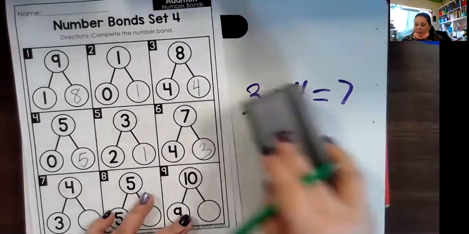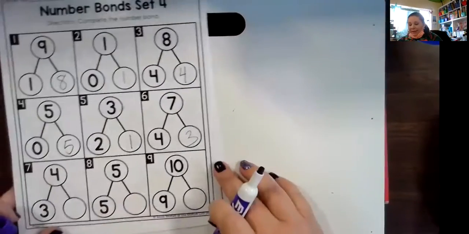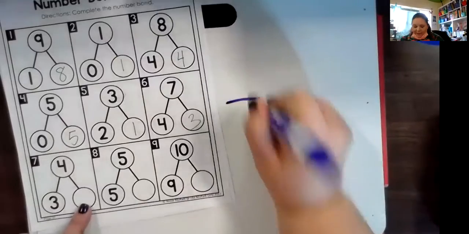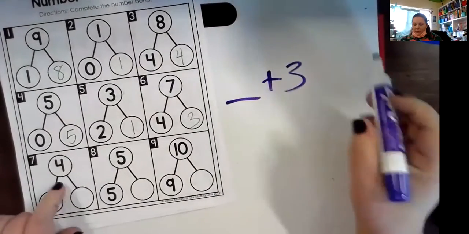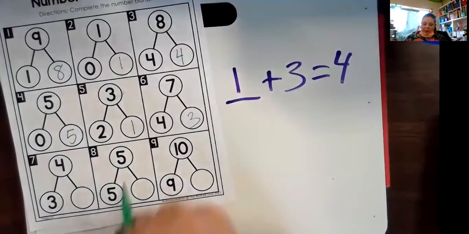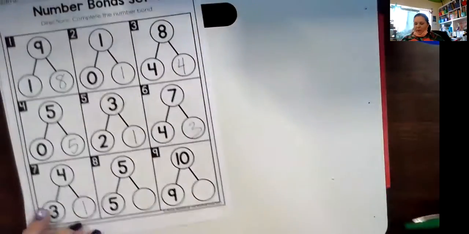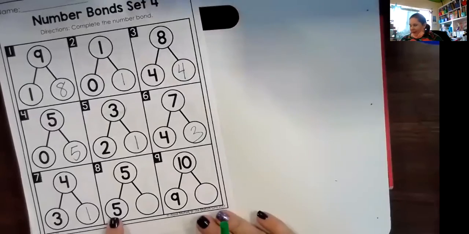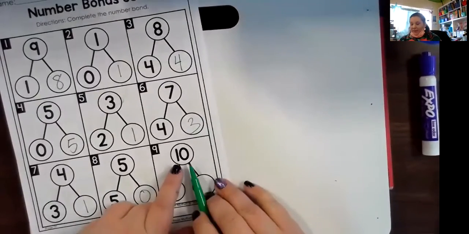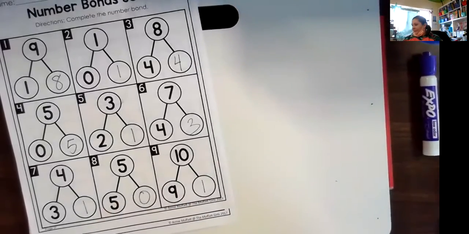It's a little tricky. It's kind of a different way of thinking, but it's important. This is a setup already for algebra, the unknown variable. So what do we add to 3 to get 4? 1. Is that making more sense now? I hope so. What do we add to 5 to get 5? 0. And what do we add to 9 to get 10? 1.